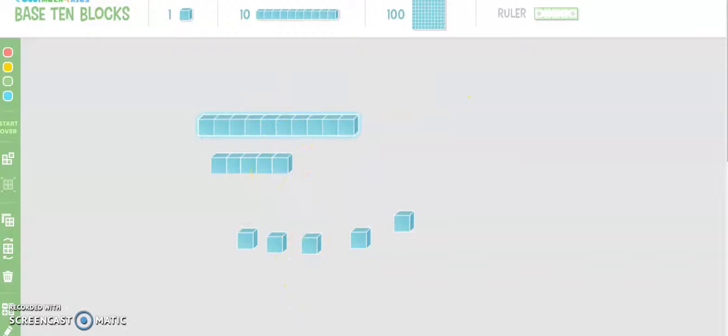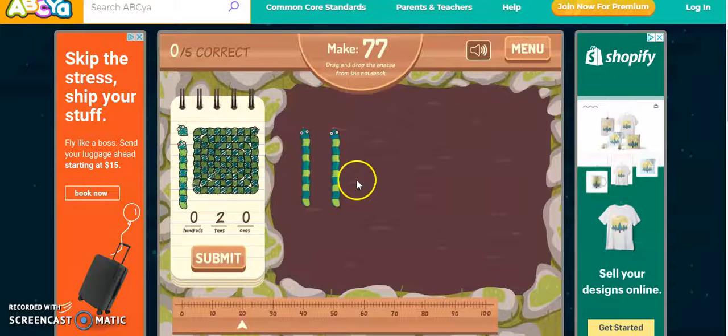Alright, let's go ahead and do some fun games here. So I found this game on ABC, and the numbers are a little bit higher because today we were only going to do 0 through 40, but we're going to do numbers that are a little bit higher because I think you can do it. So here we are supposed to represent 77.